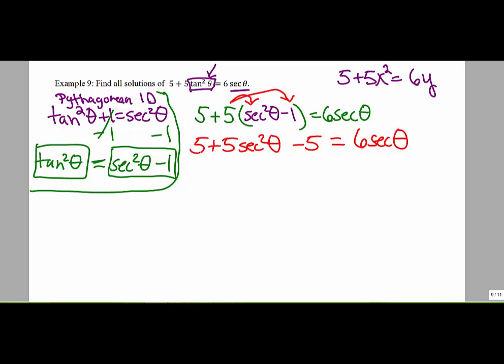And we notice that we have a 5 and then a minus 5. So these are going to cancel each other out. So now we have 5 secant squared theta is equal to 6 secant theta. Our goal is to get secant theta by itself on one side. So what we're going to do is we're going to subtract. We're going to get 0 by itself on one side, everything else on the other, and then we're going to try to factor.